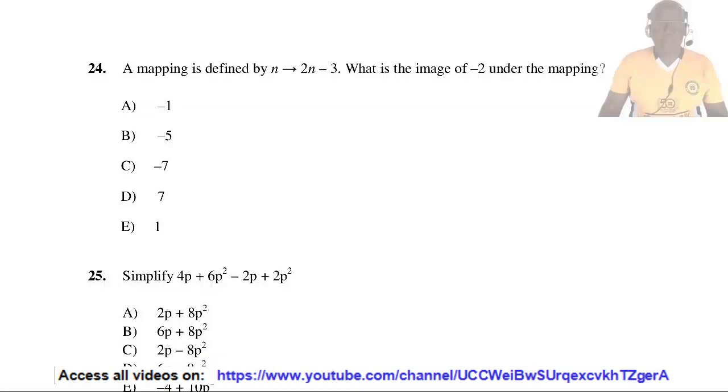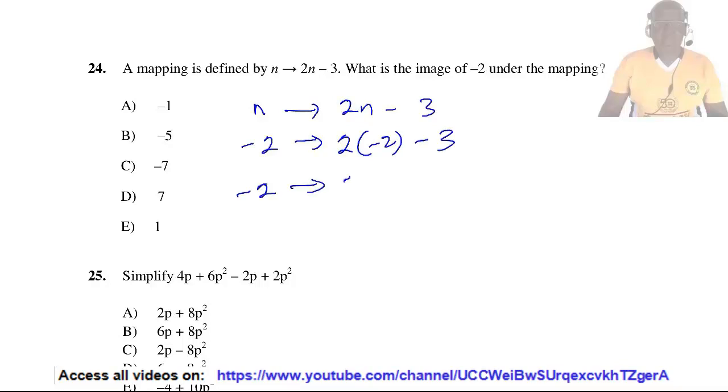Question 24. A mapping is defined as n maps into 2n minus 3. What is the image of minus 2 under the mapping? The mapping is n maps into 2n minus 3. So minus 2 is going to be equal to 2 times minus 2 minus 3, which equals minus 4 minus 3, which equals minus 7. So the answer is C.